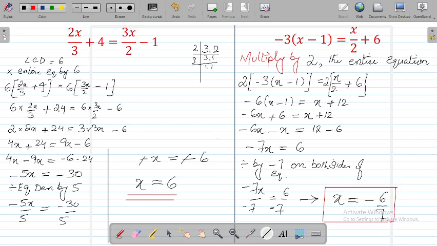The solution for the first expression was x equals 6, and the solution for this algebraic equation comes out to be x equals -6 upon 7.